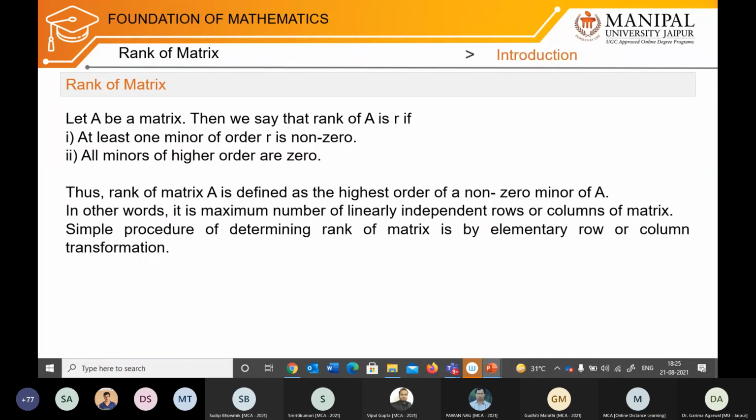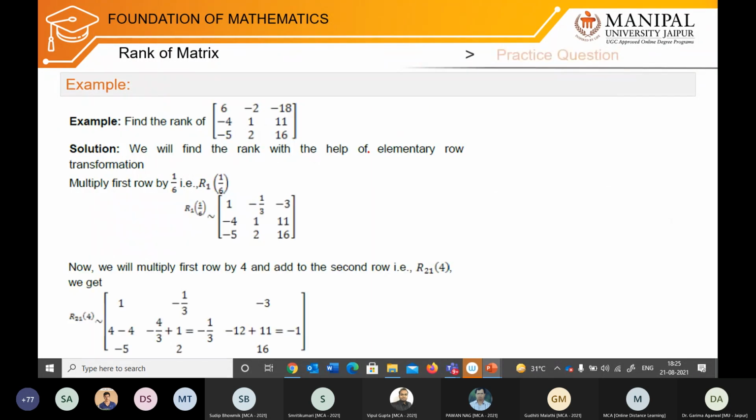Now the rank of a matrix. What is the rank of a matrix? First of all, it is denoted by R, small r.